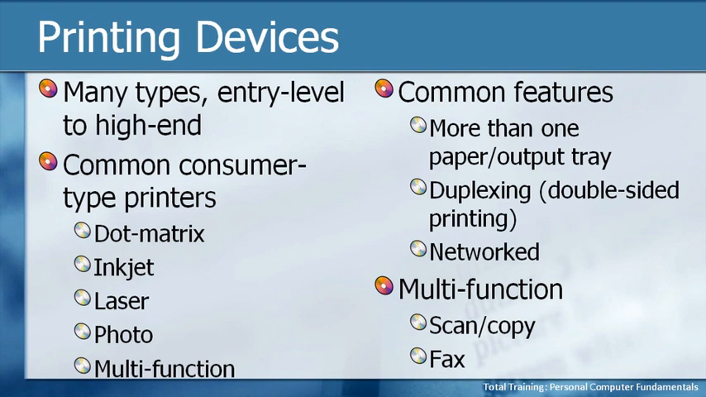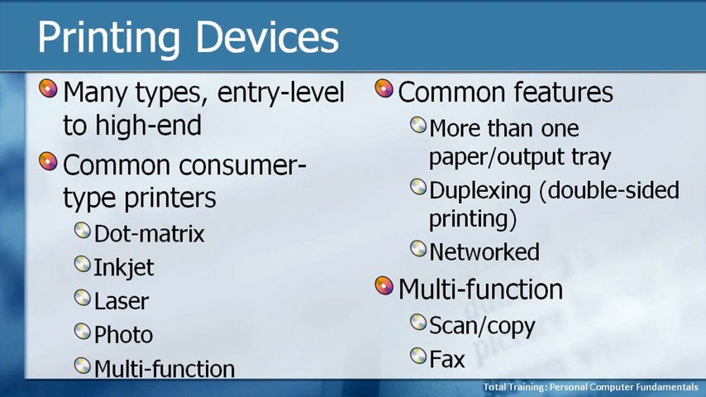Common consumer type printers include the dot matrix, not so much anymore like we already mentioned, but primarily these days inkjet and laser. You also see some that are specifically labeled as photo printers. They're intended to work very well with full color photographs for printing out your snapshots and things like that. We also have those multifunction machines that we talked about.